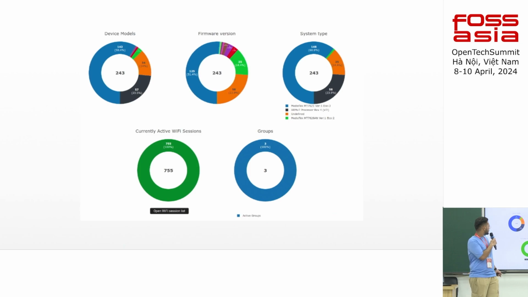There are a couple more charts here. The first one just shows the distribution of the devices on different parameters. First one is device model.